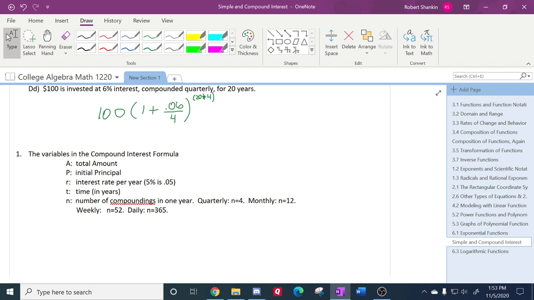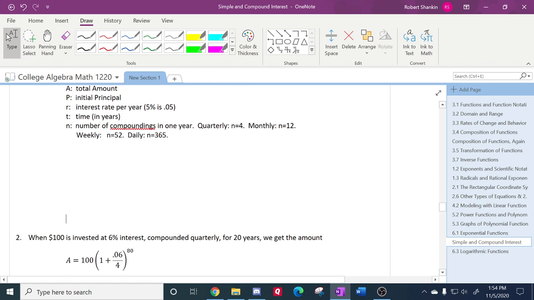If you're compounding quarterly, you'd be compounding it 4 times a year. N is 4. If you're compounding monthly, N is 12. Weekly, N is 52, and daily, N is 365. Now, there's not exactly 52 weeks in a year, not exactly 365 days in a year, because of leap year and so on, but we'll use those for our approximations here. Okay, these are the different variables.